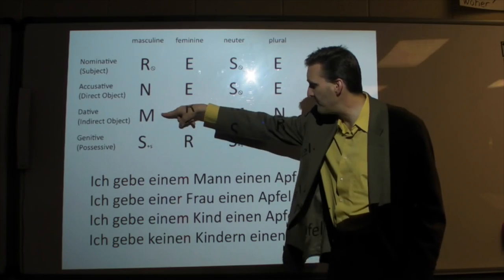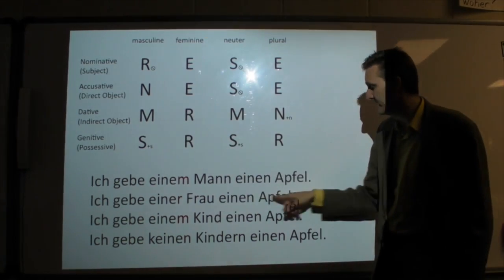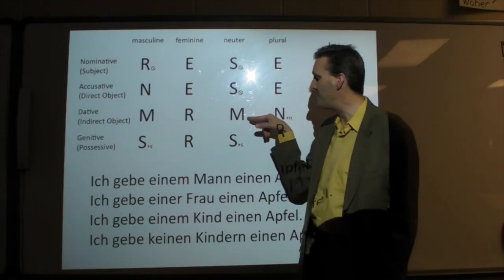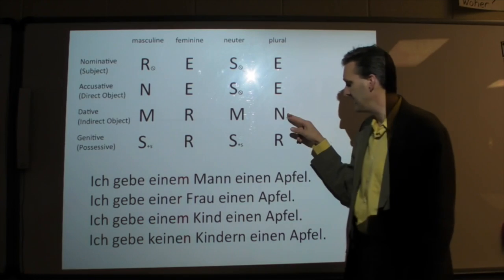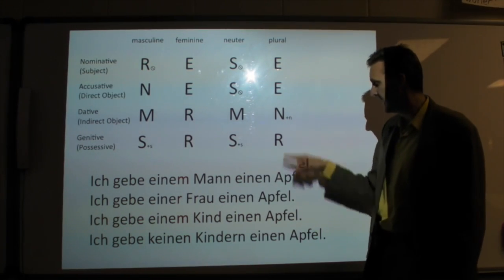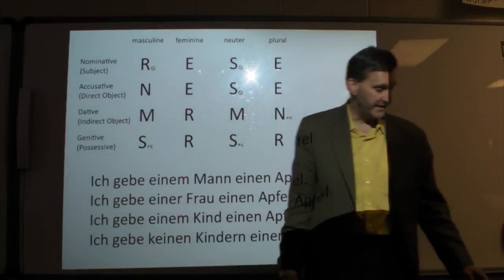Ich gebe einem Mann einen Apfel. Ich gebe einer Frau einen Apfel. Ich gebe einem Kind einen Apfel. And then ich gebe keinen Kindern einen Apfel. Okay, so it works just like it did with the der words.